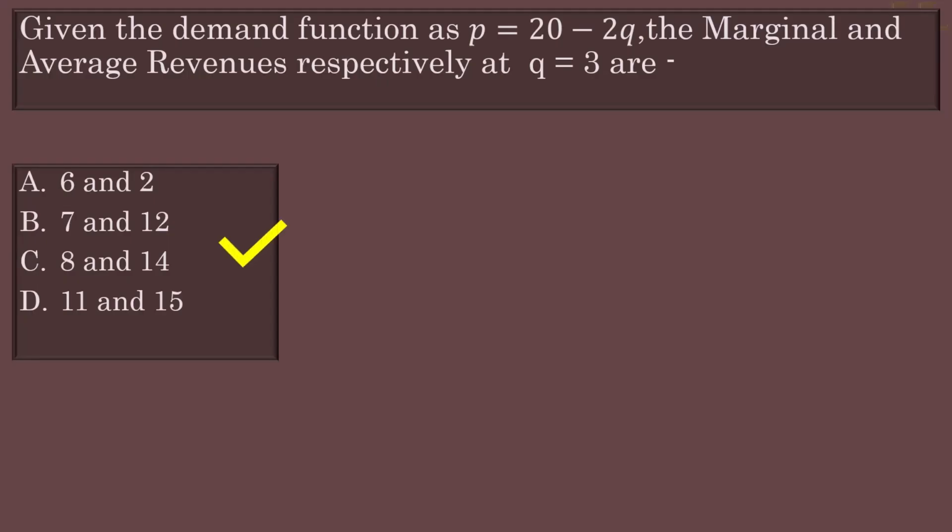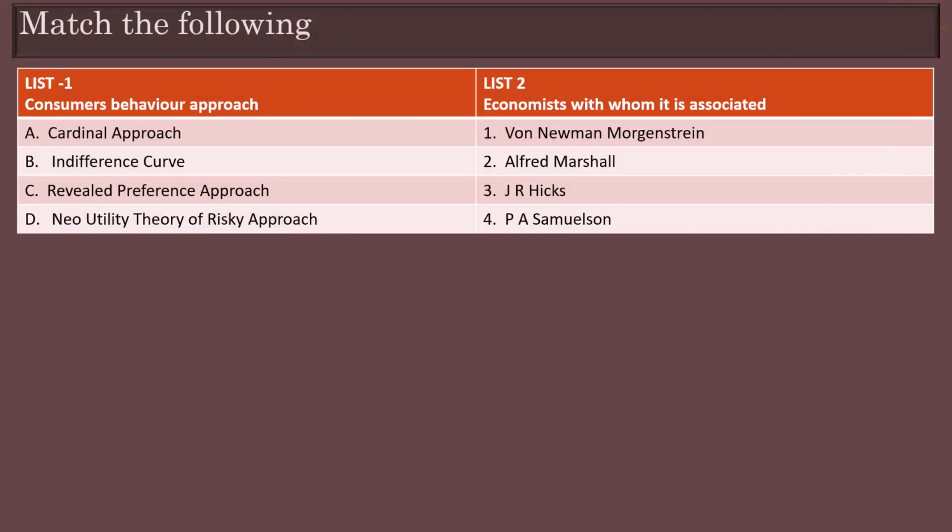Well, the clip suggests option C is correct. Marginal revenue 8 rupees, average revenue 14 rupees. The next question. Match the following. 2 lists are given. You have to match the 2 lists, the options.